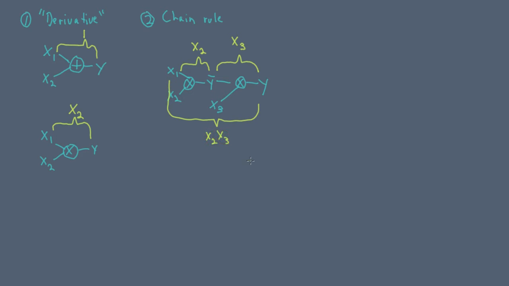So we might call this a series connection, and this intuition does generalize. So in general, when I have two variables connected by a series of operators, the effect of one variable on the other variable is the product of the per operator effects.